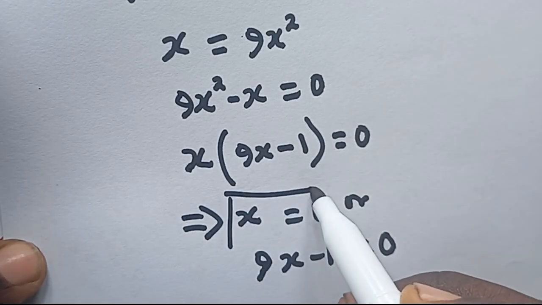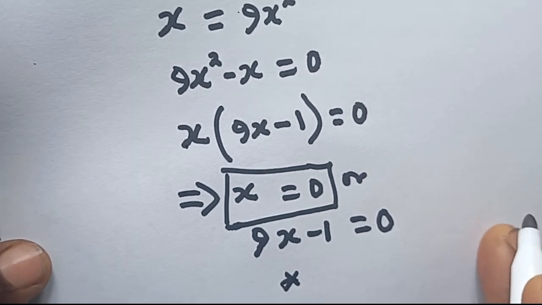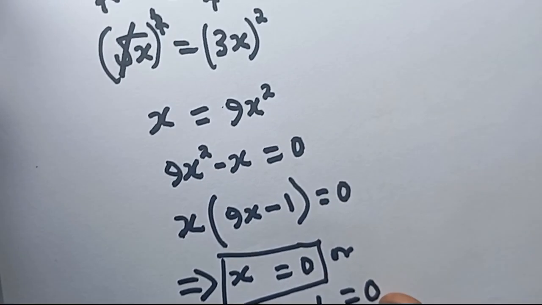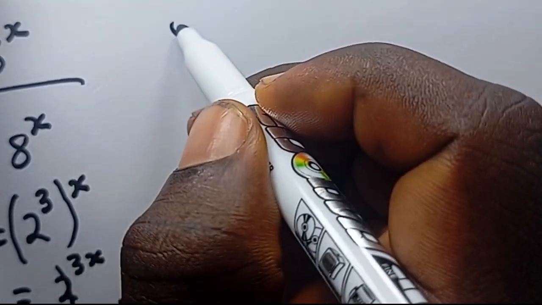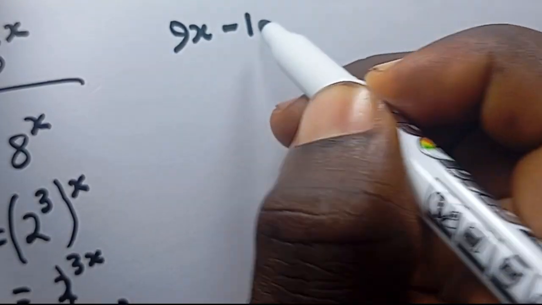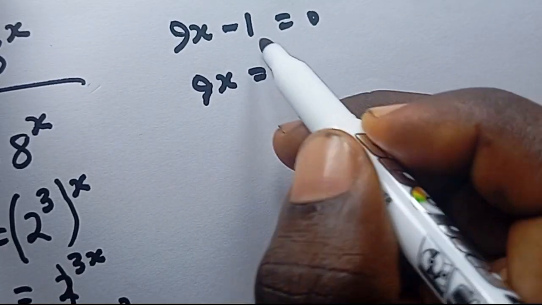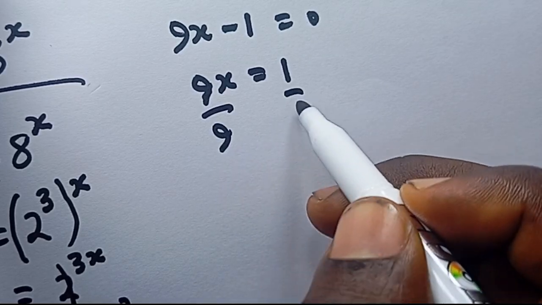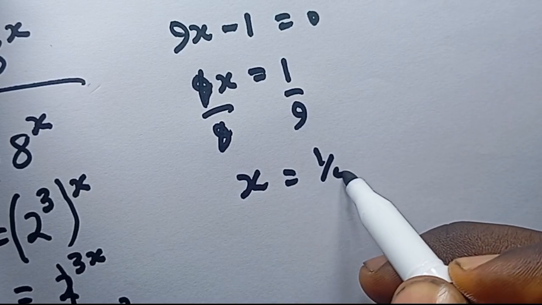So obviously you can see that we've got that x is equal to 0 here. So we just go ahead to simplify this one over here so that we can get the remaining value of x. So continuing from here, 9x minus 1 is equal to 0. Okay, so I will add 1 to both sides, so I'm going to be having 1 right here. Okay, so if I divide through by 9, eventually this cancels this, and x is equal to 1 over 9.